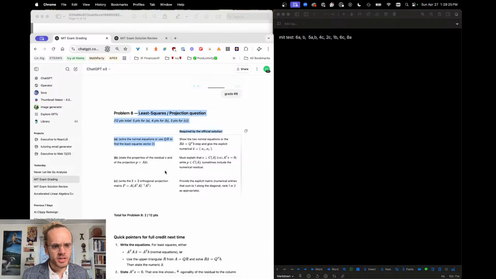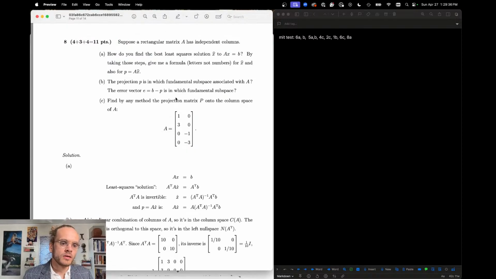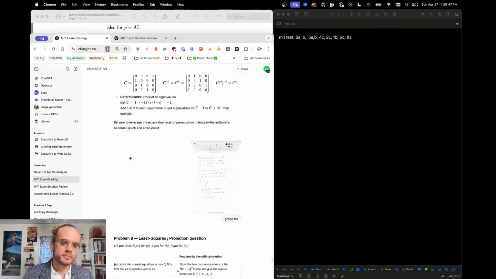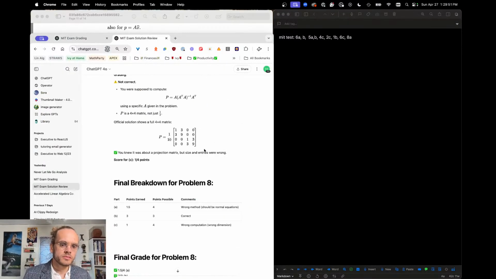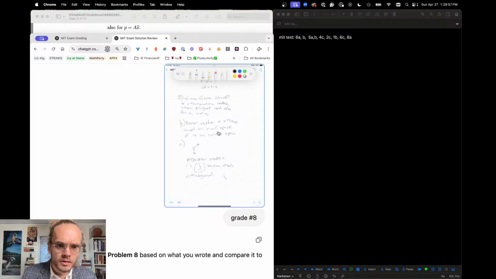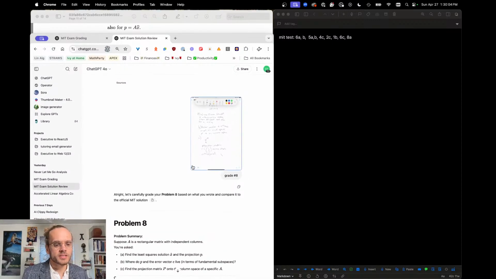Least squares projection question. P equals A x hat is a linear combination of the columns of A, so it's in the column space of A. The errors are orthogonal, so it's in the left null space. What did I say my answer? Is it not loading? I didn't say left null space, that's the issue.